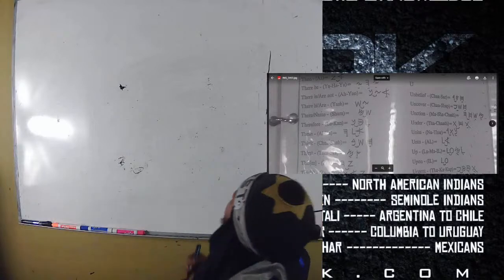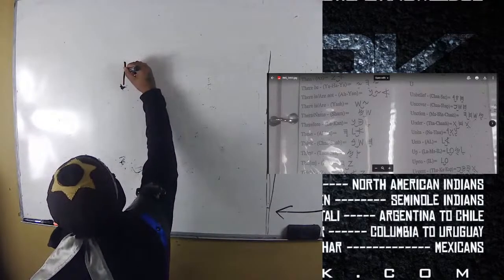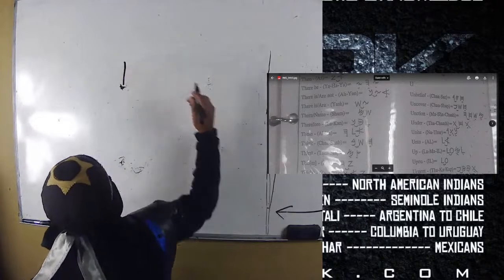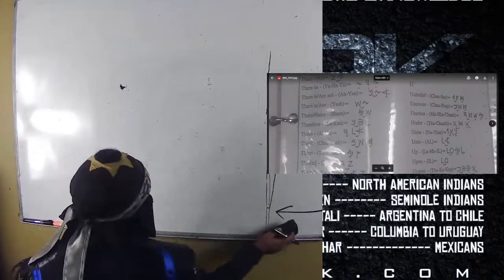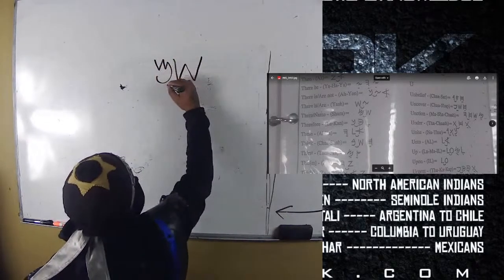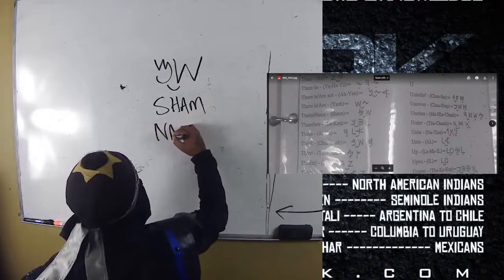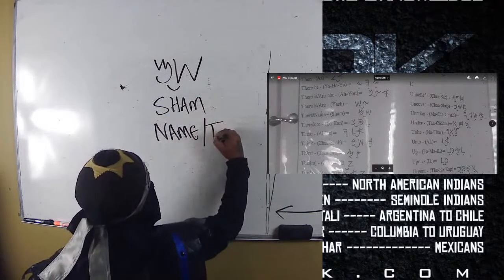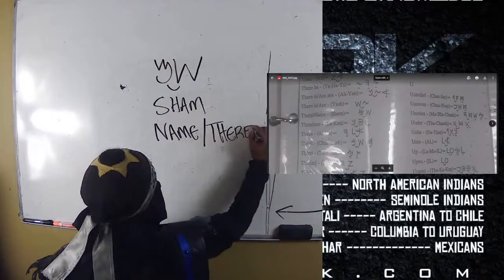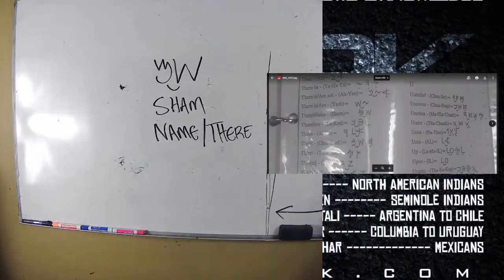Name. I'll put name first. All right. This word is, let me erase this. I was about to put name up there. This word is shum. Shum. All right. And it means name. And it's also used as there. Ever been there? Ever been shum? What's your name? Mashamka. What's your name?